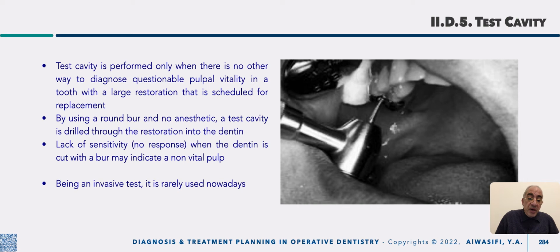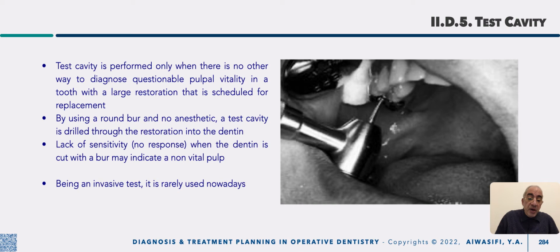That's why the photograph is in black and white, because it is very old and rarely used nowadays. It tests the pulp vitality through heat generation of burrs. They recommend the use of a round burr at low speed without coolant just to detect the sensibility of the tooth. If there is no response, that may indicate the pulp is non-vital. If there is a response, it may indicate the pulp is vital.